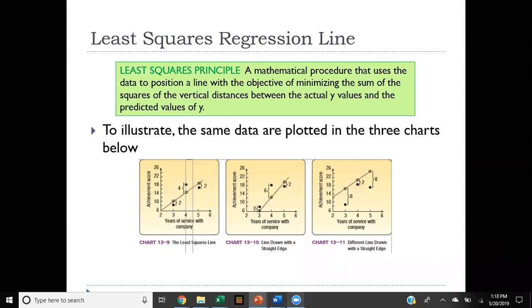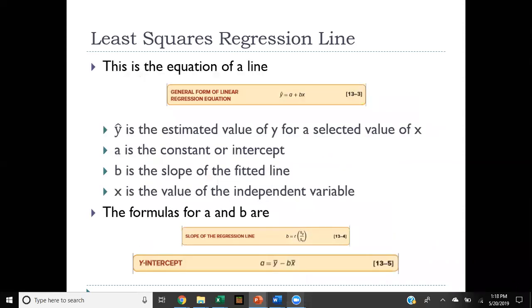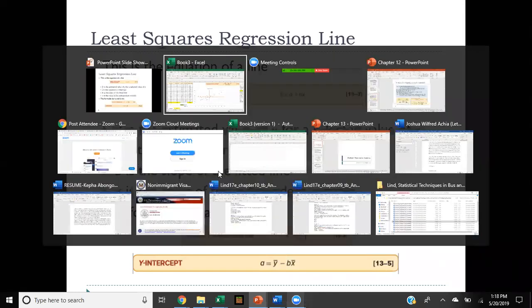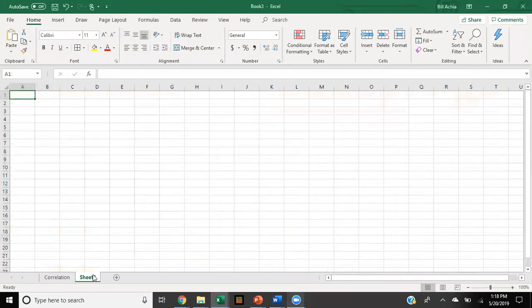Okay, so this goes back to, if you remember, the equation of a line where we had, let's do this in Excel. Now open a new tab, and I'll use my pencil to try and explain this better.